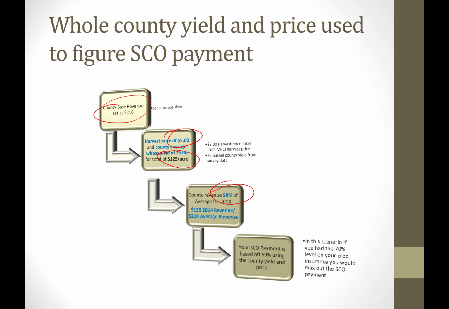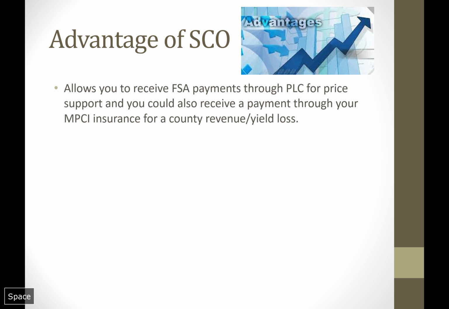Since we're all the way down to 59% of average, we get all of our SEO payment, right? Because we're down below where our crop insurance level is. So had the county come in at 80% of average, we would have got just part of that SEO payment on each one of our units. Because it came in below our crop insurance level for average, we get all of our SEO payment. So this triggers across every wheat unit on your farm. You just get 100% of your guarantee because the county came in below your crop insurance level.